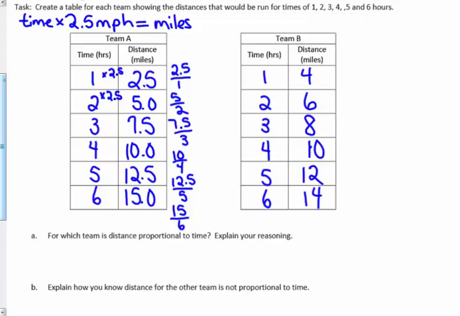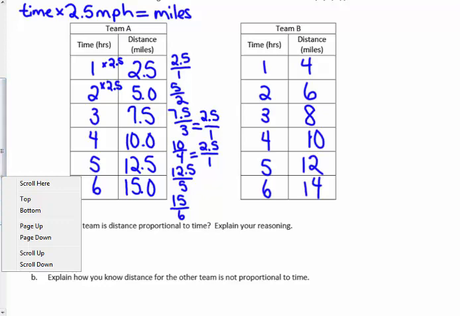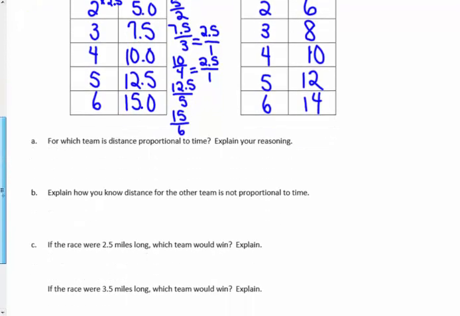Same ratio. These all reduce to, if I divide my numerator here by 3 and my denominator by 3, I'm going to get 2.5 to 1. If I take my denominator here of 4 and divide my denominator by 4 and my numerator by 4, I get 2.5 to 1. So yes, they all do reduce to the same equivalent ratio. For every 1 hour, I'm going 2.5 miles.